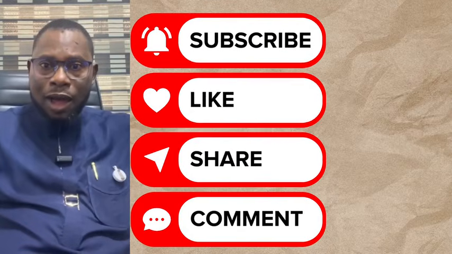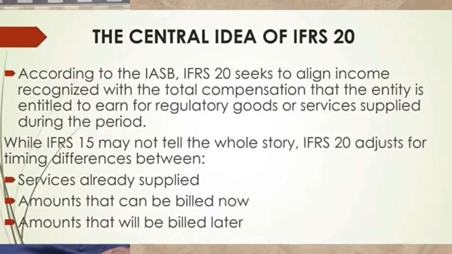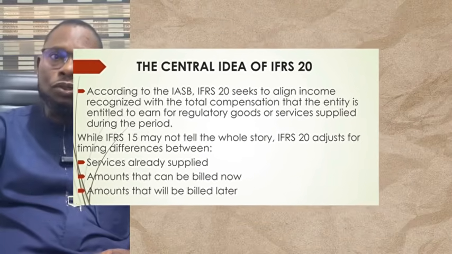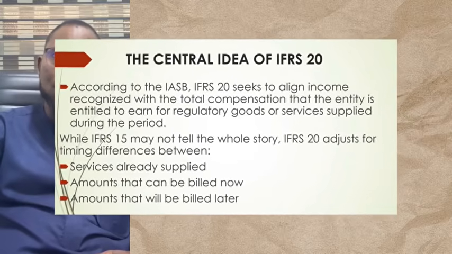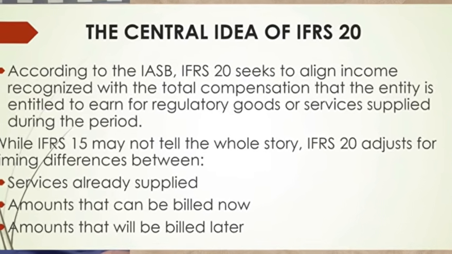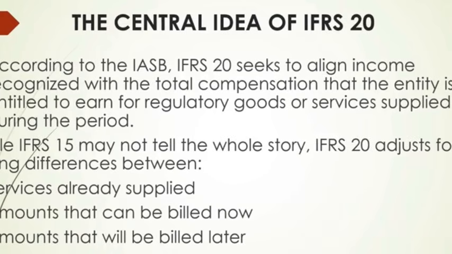When these three things are involved, what are these three things? One, services have already been supplied. You have delivered your services, whether it's electricity, water, gas, or transportation. Secondly, the amount that can be billed now. What you supplied is not exactly what can be billed now. There's a difference, and that difference is the amount that will be billed later. So these three things are what the standard seeks to align.